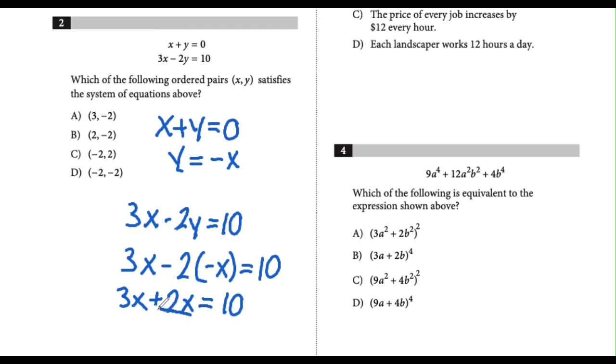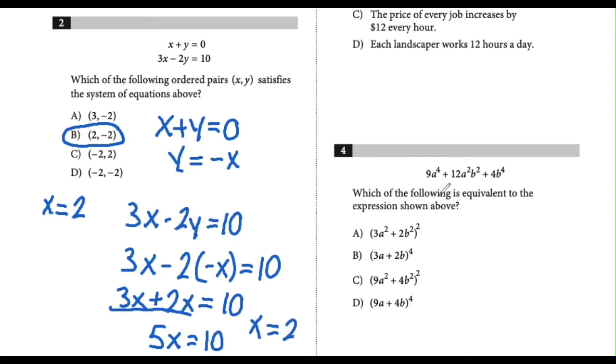We can combine these two terms since they both have an x. 3x plus 2x is going to be 5x, which equals 10. And if we divide 5 on both sides, we're going to get that x equals 2. And if we look at our answer choices, the only ordered pair that has the value x equals 2 is going to be B.